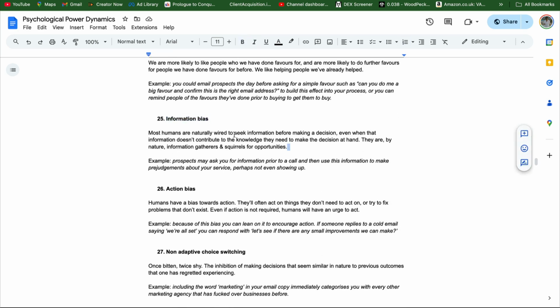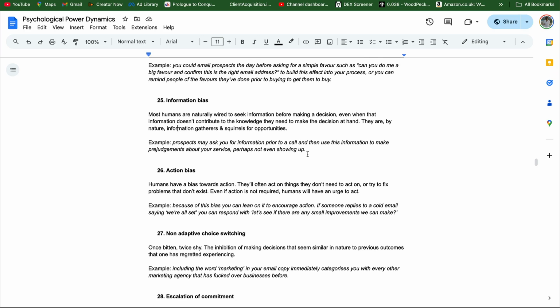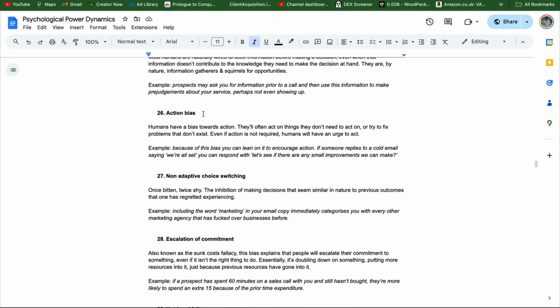Information bias. Most humans are naturally wired to seek information before making a decision, even when that information doesn't contribute to the knowledge they need to make the decision at hand. They are by nature information gatherers and squirrels for opportunities. Example, prospects may ask you for information prior to a call and then use this information to make prejudgments about your service, perhaps not even showing up, which is why you've got to get them curious and not give them too much information.